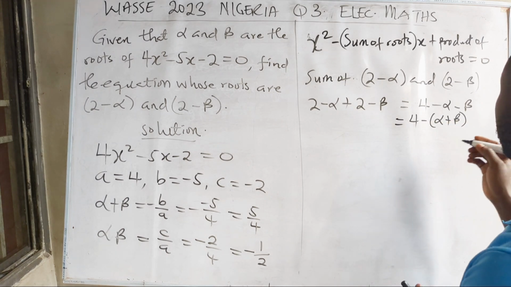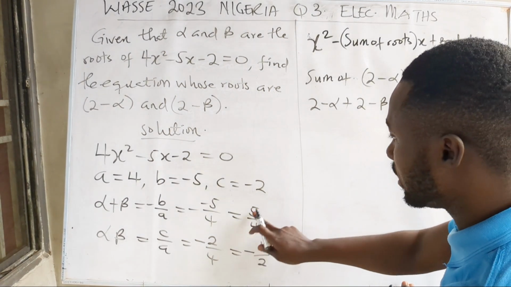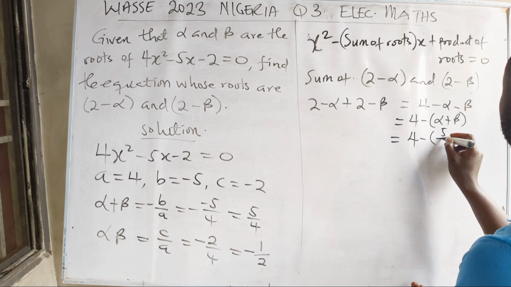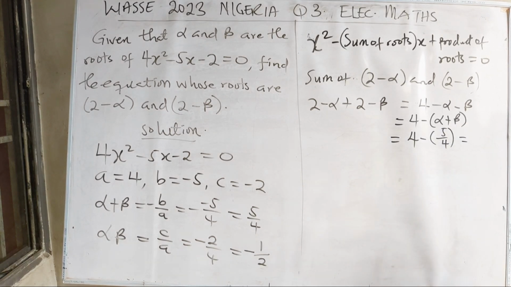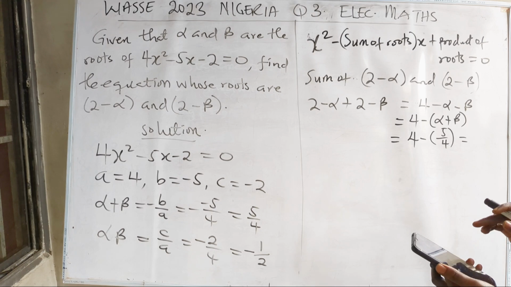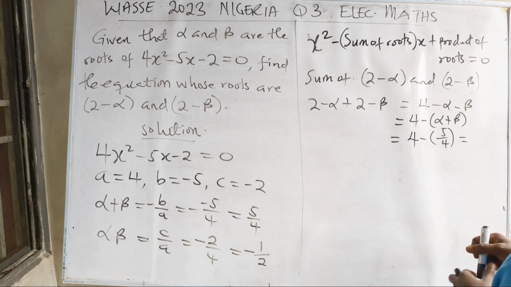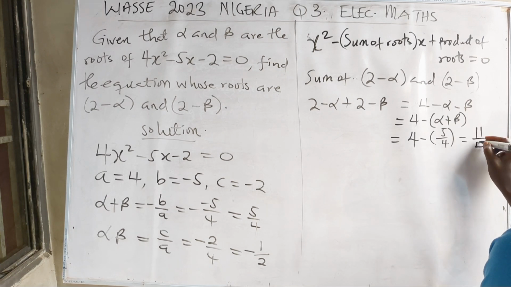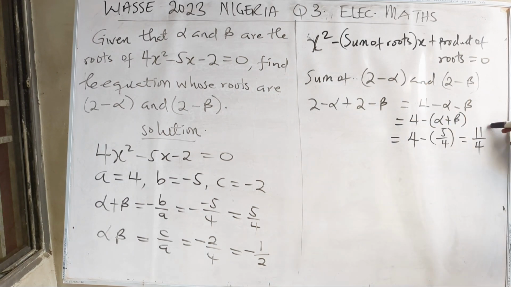So what will be the sum? So the sum will be 4 minus, what is alpha plus beta? That is 5 on 4. So I have 4 minus 5 on 4. So let me do a simple calculation on 4 minus 5 on 4. That will give me 11 on 4. So it means that the sum of these two roots is 11 on 4.